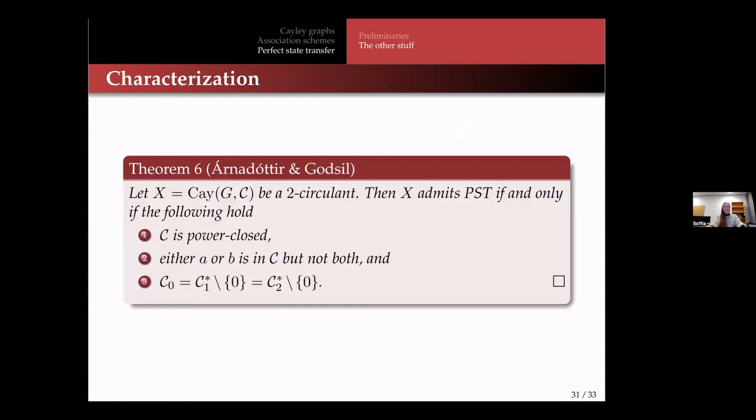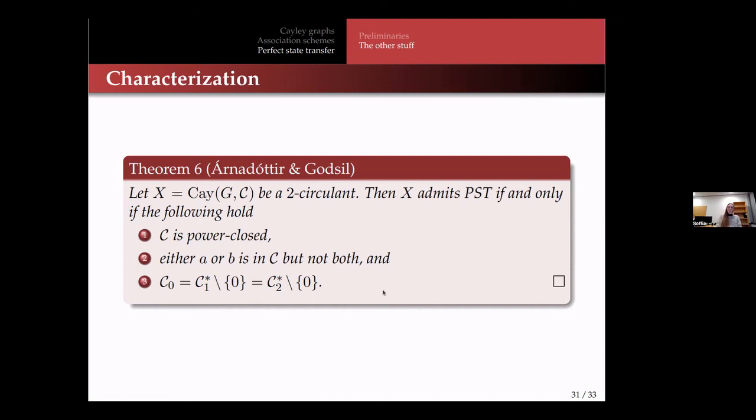So here's the theorem. We have a Cayley graph, which is a two-circulant of a group G with respect to the set C. It admits perfect state transfer if and only if the following hold. C is power closed. Either A is in C or B, but not both.